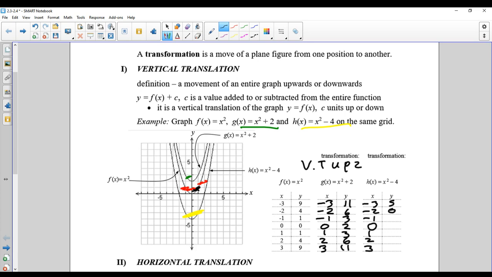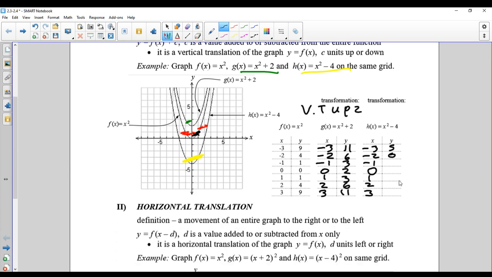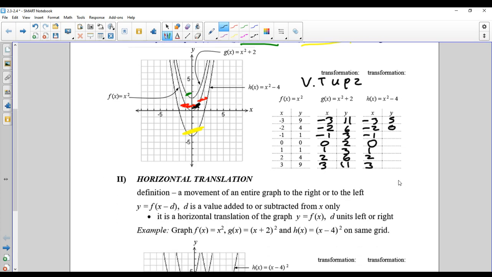Now, horizontal translations. For a horizontal translation, the difference is that you don't take the whole function, in the case of x squared, for instance, and you add on or subtract something from the function. You do something to the x first before you do the function. Right? What do I mean by that? The function used to be x squared.